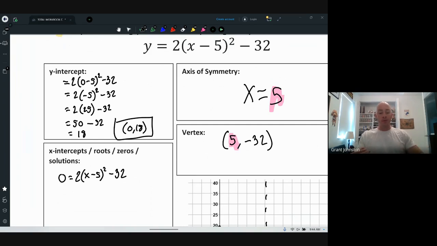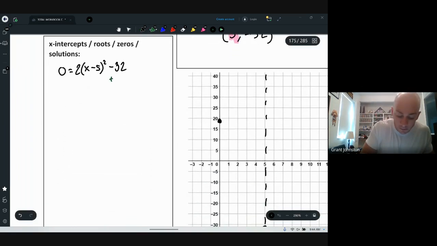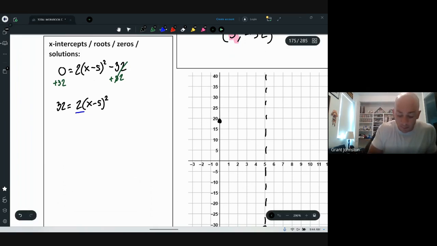So these are the steps that you need to do. So we're solving for x. The first step we would do would be add 32. So you have 32 equals 2 parentheses x minus 5 squared. Now that 2 is being multiplied to that entire quantity of x minus 5 squared. I know your first instinct would be to distribute, but you actually can't do that because of that squared up there, that second power. You can't distribute into a parentheses that has a squared on it. But since that entire quantity, x minus 5 squared, is being multiplied by 2, we can divide by 2 on this side to rid ourselves of that.